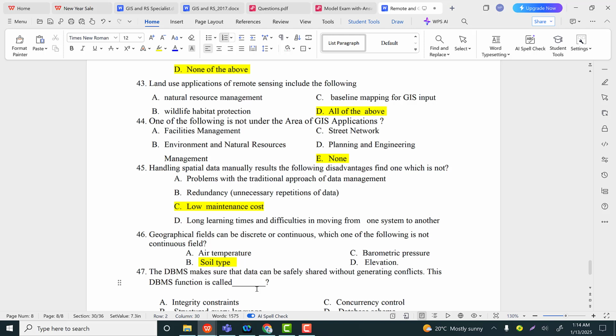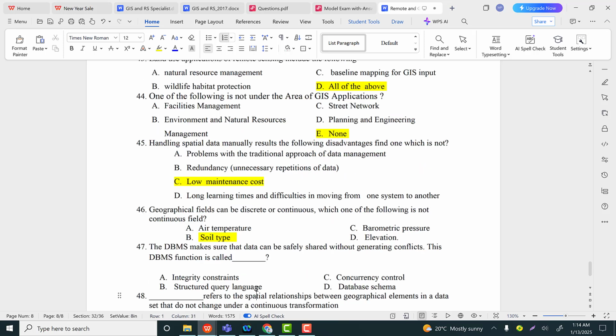47. The database management system makes sure that the data can be safely shared without generating conflict. This database management function is called A. Integrity constraints, B. Structural query language, C. Concurrency control, D. Database schema. So the answer for question number 47 is concurrency control.